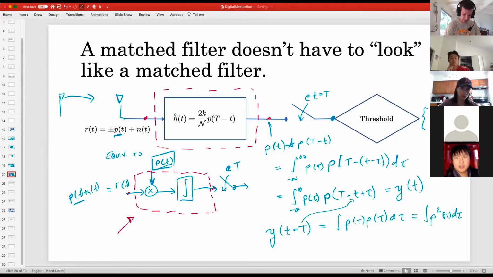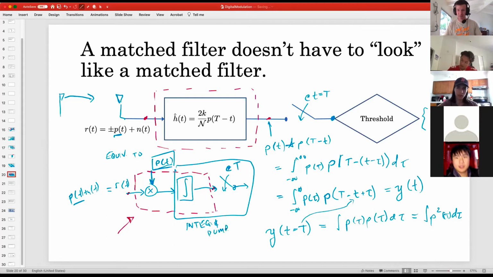And then this is called an integrate and dump operation. Integrate and dump. The idea being that this isn't like a true integral that winds up over all time. You integrate over one bit period, then you dump the result. Then you start integrating again, then you dump the result. And dump in this situation means pass the result of your integral down to the threshold detector.